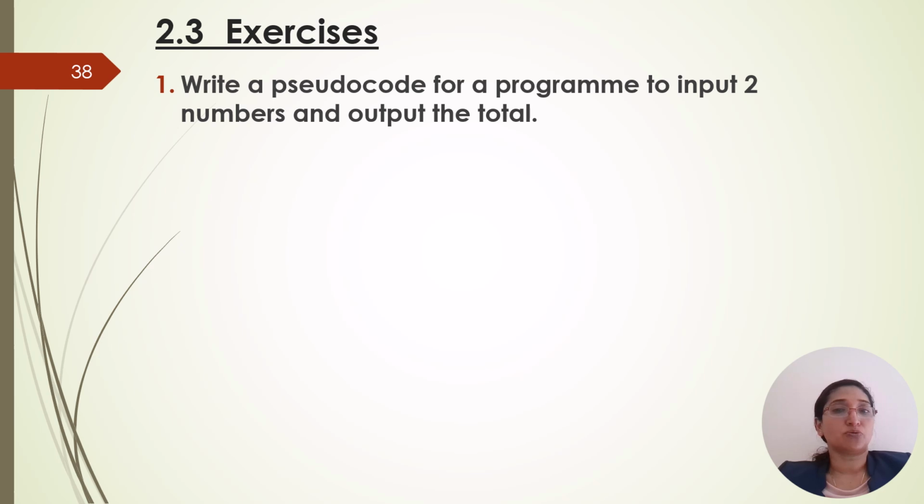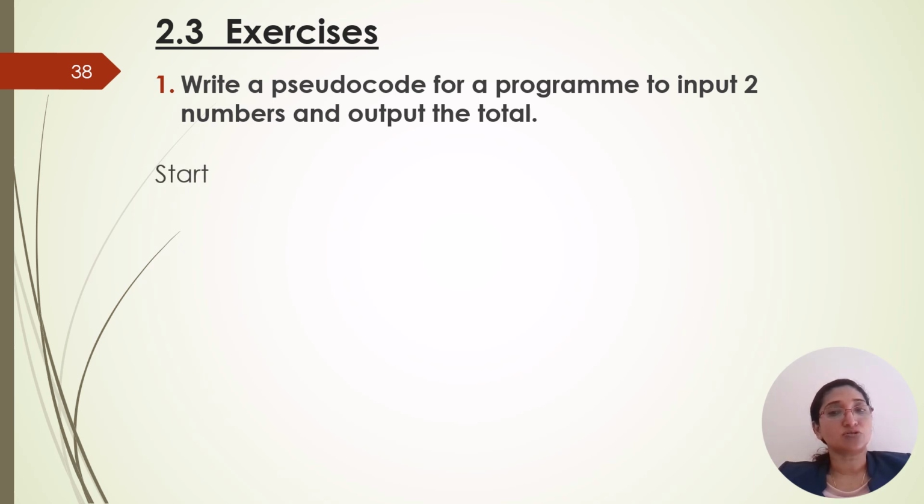Write a pseudocode for a program to input two numbers and to output the total. The same exercise that we drew the flow chart for. Now you're going to write this using short English phrases. Similarly, as any flow chart must have the terminal symbol, any pseudocode must have the statements start and end. In between, you write your steps, decisions and selections, and the repetitions.